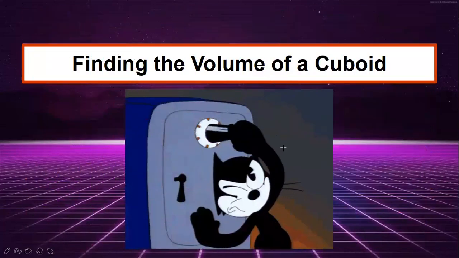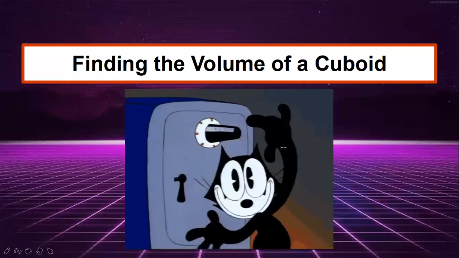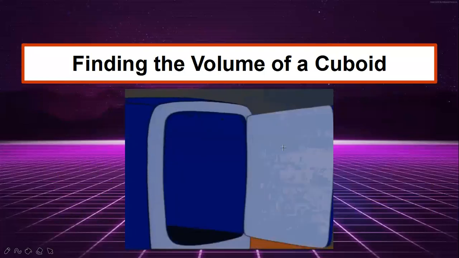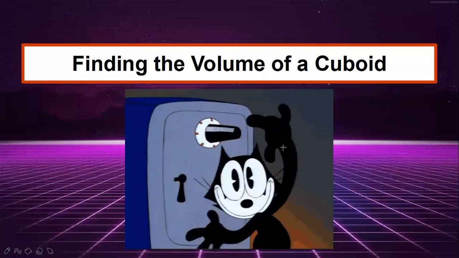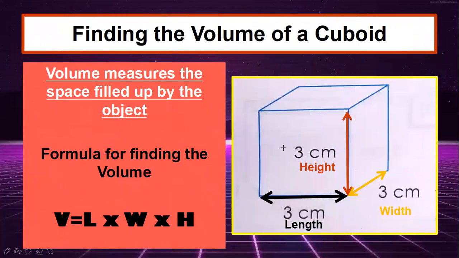Okay, now that we're done with that, we also learned about this last class, but I did not post a video clip on this, okay? So let's continue with this. Let's relearn this topic, which is finding the volume of a cuboid or a cubic unit. So once again, volume measures the space filled up by the object. The formula for finding the volume is length times width times height, or base times height.